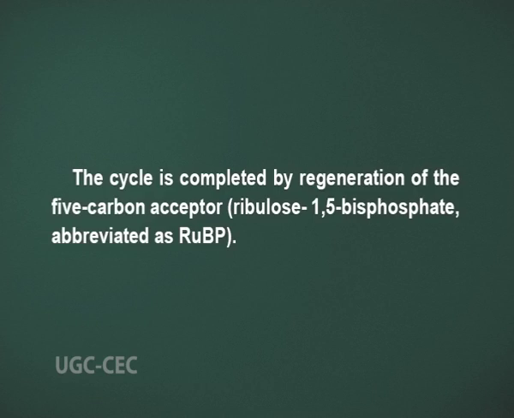In this Calvin cycle, carbon dioxide and water from the environment are enzymatically combined with a 5-carbon acceptor molecule to generate 2 molecules of a 3-carbon intermediate. This 3-carbon intermediate, or 3-phosphoglycerate, is reduced to carbohydrate by use of the ATP and NADPH generated photochemically during the light-dependent reaction. The cycle is completed by regeneration of the 5-carbon acceptor, ribulose 1,5-bisphosphate, abbreviated as RuBP.